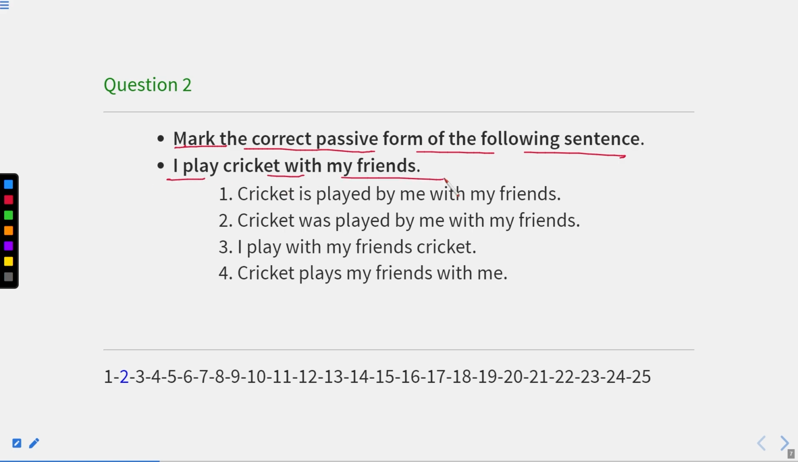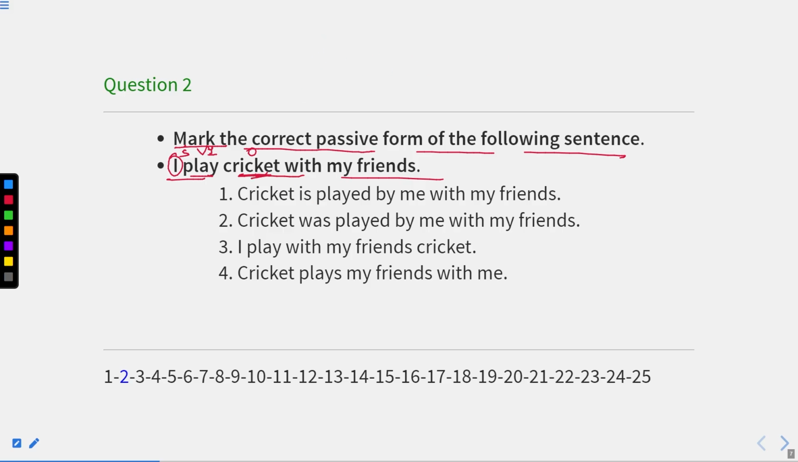I play cricket with my friends. So this is the sentence, and we have to convert this sentence into passive voice. First of all, let us see that I is the subject over here, play is the verb, and what do they play? They play cricket. Okay, so this is verb first form, and we know that we have subject plus verb 1 plus object, so we need to convert this into passive voice.